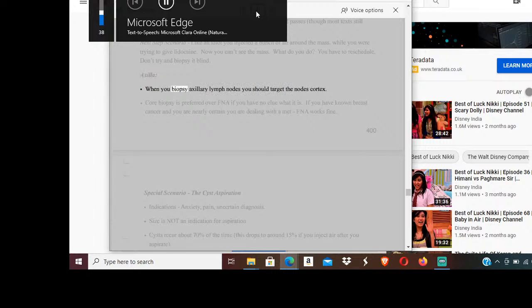Axilla: when you biopsy axillary lymph nodes, you should target the node's cortex. Core biopsy is preferred over FNA if you have no clue what it is. If you have known breast cancer and you are nearly certain you are dealing with a met, FNA works fine.